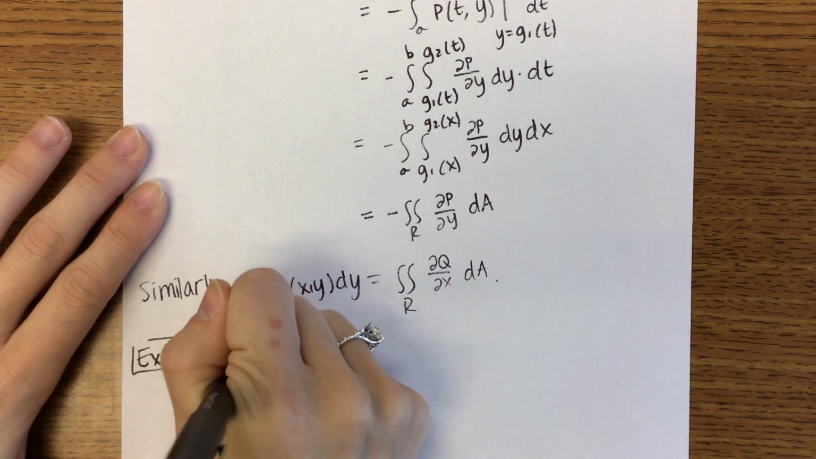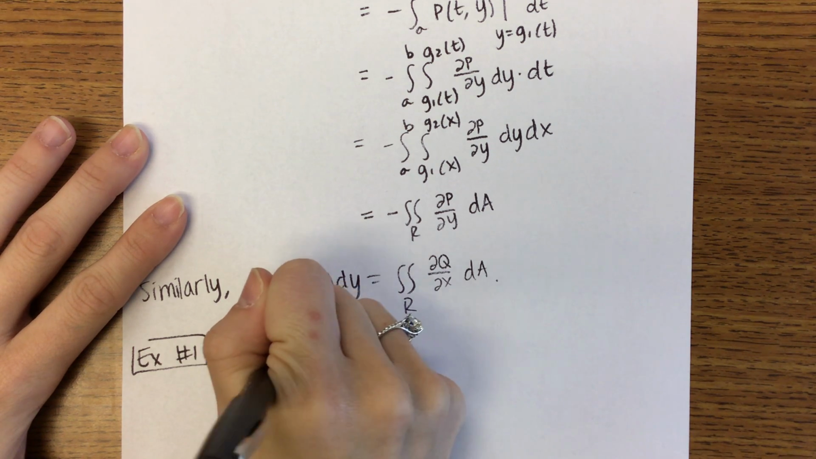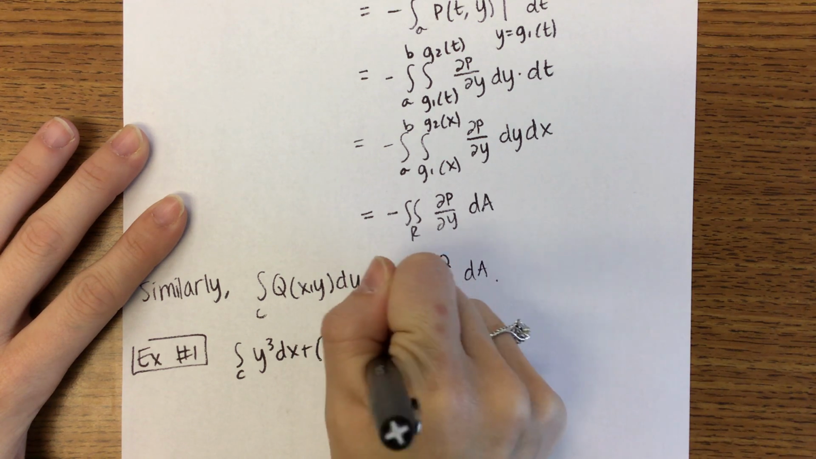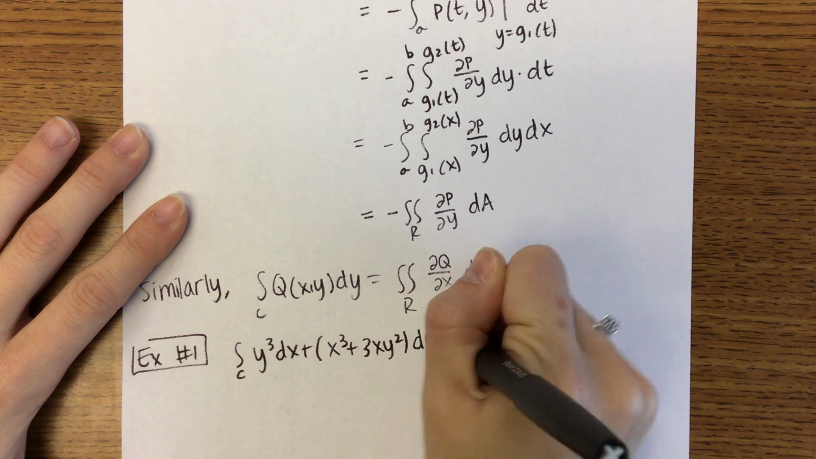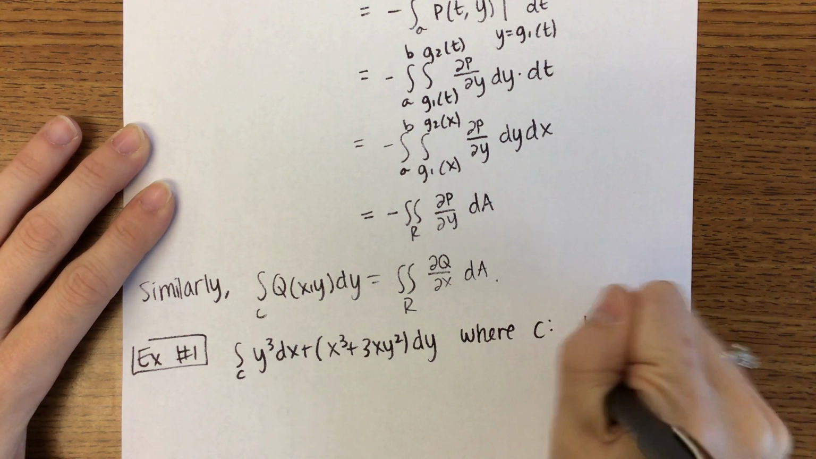We are going to look at the line integral over the curve C of y cubed dx, add the quantity x cubed, add 3xy squared dy, where C is as follows.